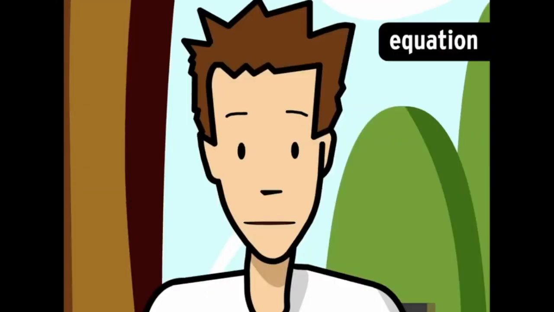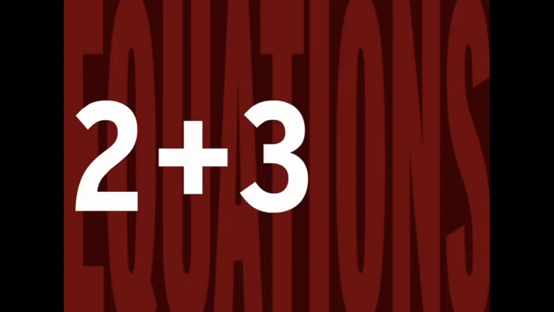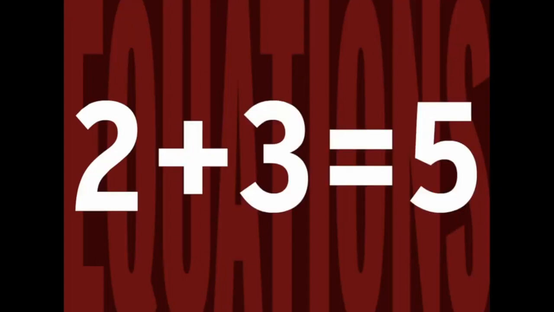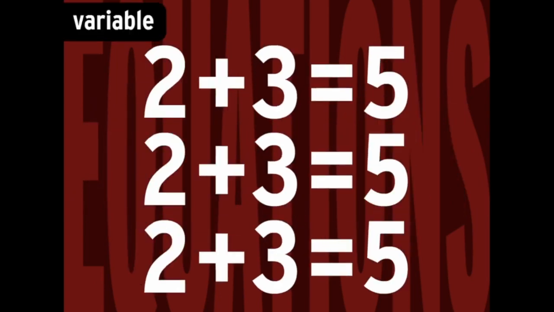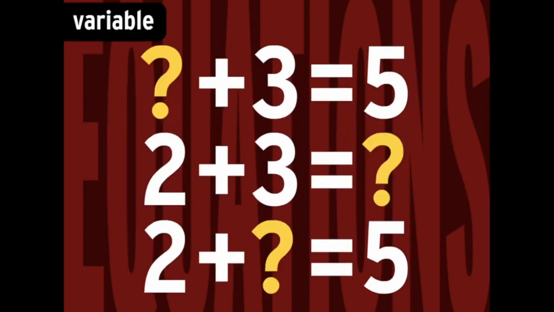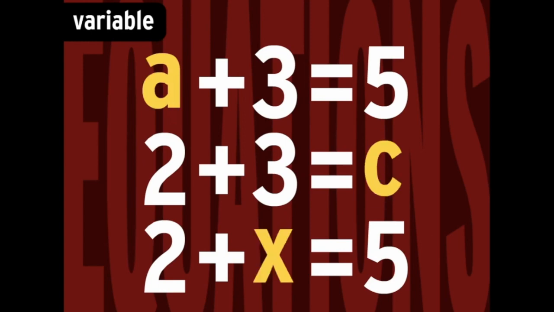Well, an equation is a comparison of two sets of numbers with an equal sign. Like 2 plus 3 equals 5 is an equation. The quantities on each side of the equal sign have to be equal. A variable is a placeholder for a number we don't know yet, so instead we use a letter. Whether it's an X, a Y, an A, or some other letter, a variable is just an unknown number.